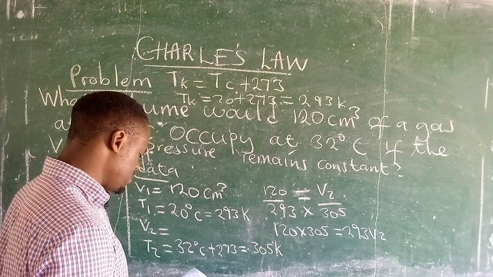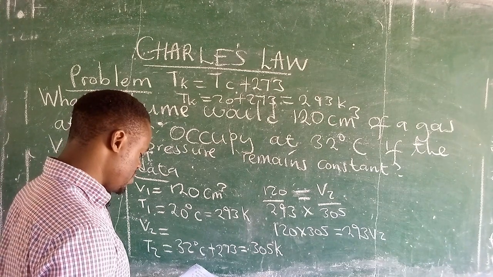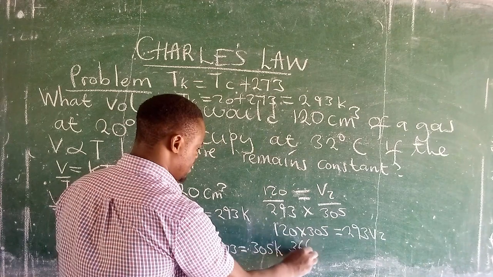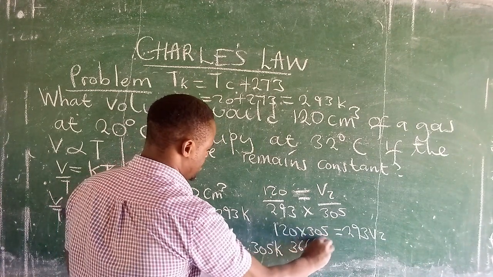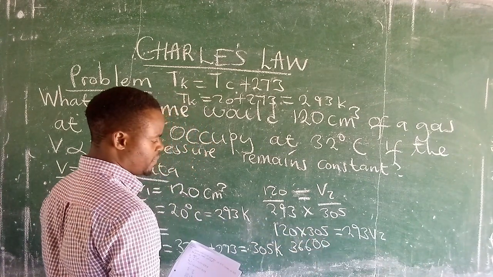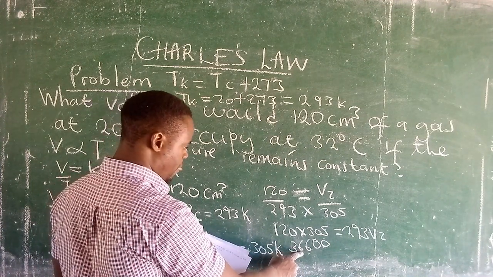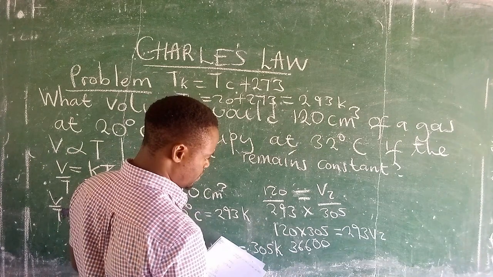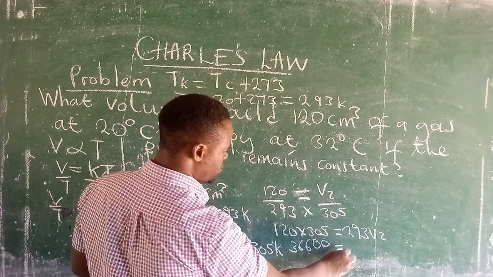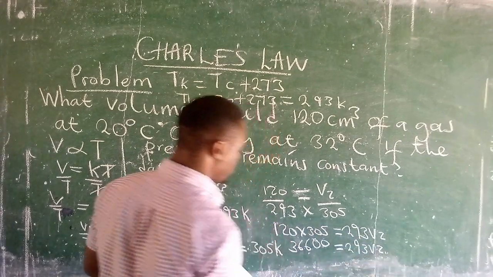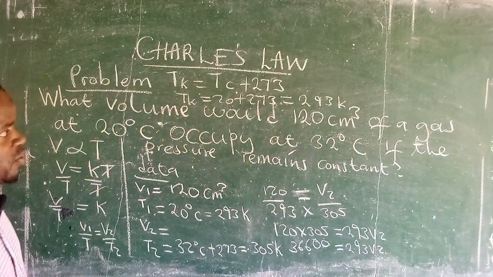Now when you multiply 120 times 305, the answer is 36,600, which is equal to 293V2. Our interest is to know V2.